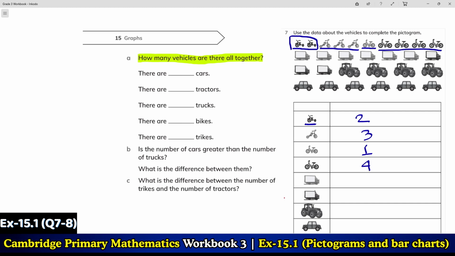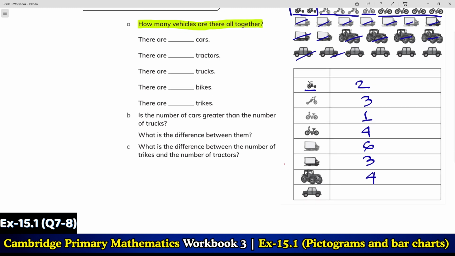And then here is truck: 1, 2, 3, 4, 5, 6. It's a shadow. And the clear one is another truck: 1, 2, 3. Then tractor: 1, 2, 3, 4. And then car, how many? 1, 2, 3, 4, 5, 6. Okay, now we can total.